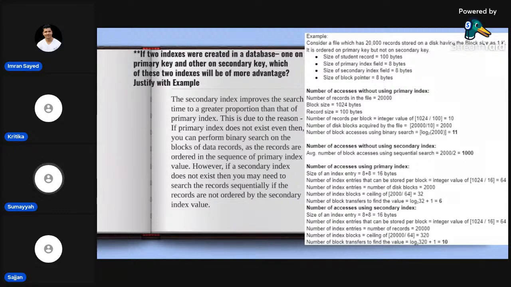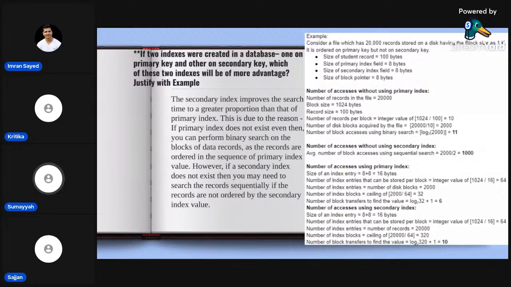This is because if a primary index does not exist, even then you can perform binary search on the blocks of data records, as the records are ordered in the sequence of primary index value. However, if a secondary index does not exist, then you may need to search the records sequentially if the records are not ordered by the secondary index value.